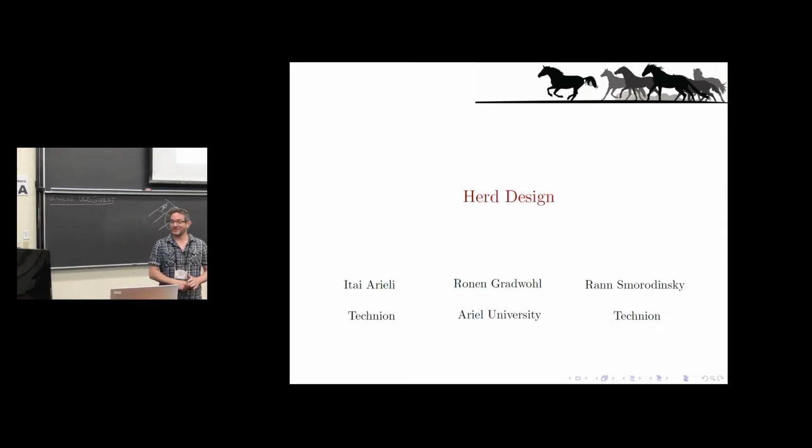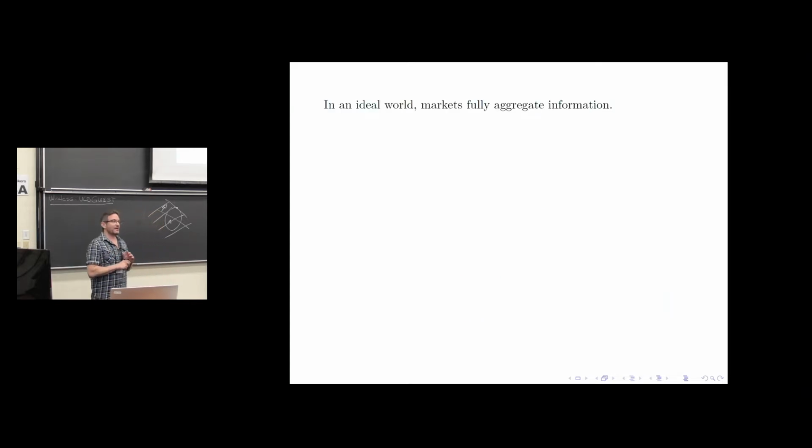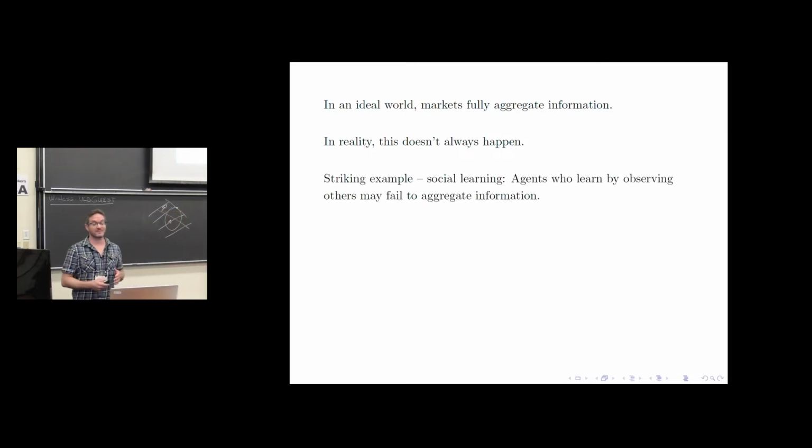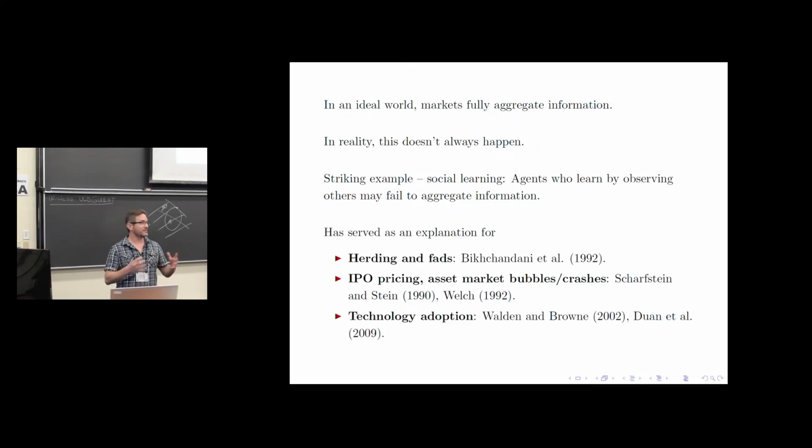Okay, so good morning. This is joint work with Itai and Rann from the Technion. In an ideal world, markets aggregate information, but we know that in reality this doesn't always happen, and there are some nice theoretical reasons for why it doesn't happen. One that I really like is this idea of social learning, which is a situation where agents learn from observing others, and we know that in such situations they often do not aggregate information. These kinds of models have been used to model various phenomena where information aggregation fails, things like herding and fads and asset bubbles.